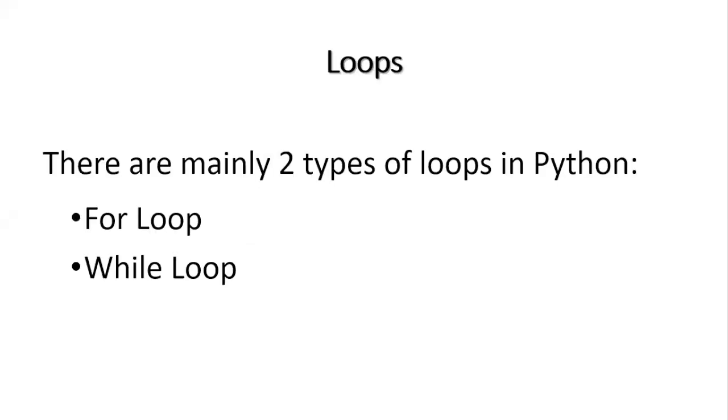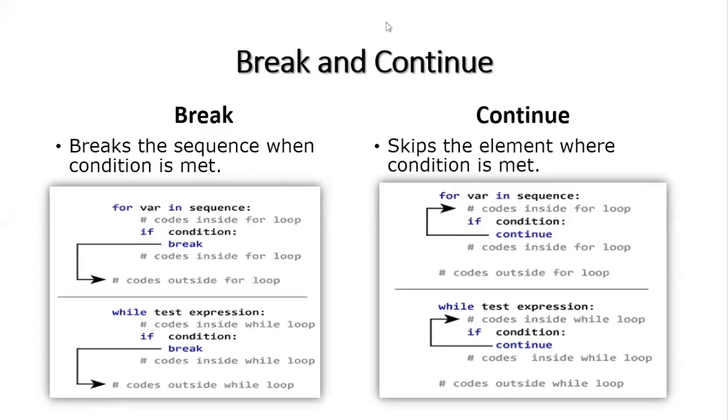Hi everyone. In this lecture, we'll be learning about loops in Python. So generally, there are two types of loops in Python. The first one is the for loop, and the next one is the while loop. So we'll be learning the two loops in detail. Along with this, there are two more concepts we learned: the break statement and the continue statement.